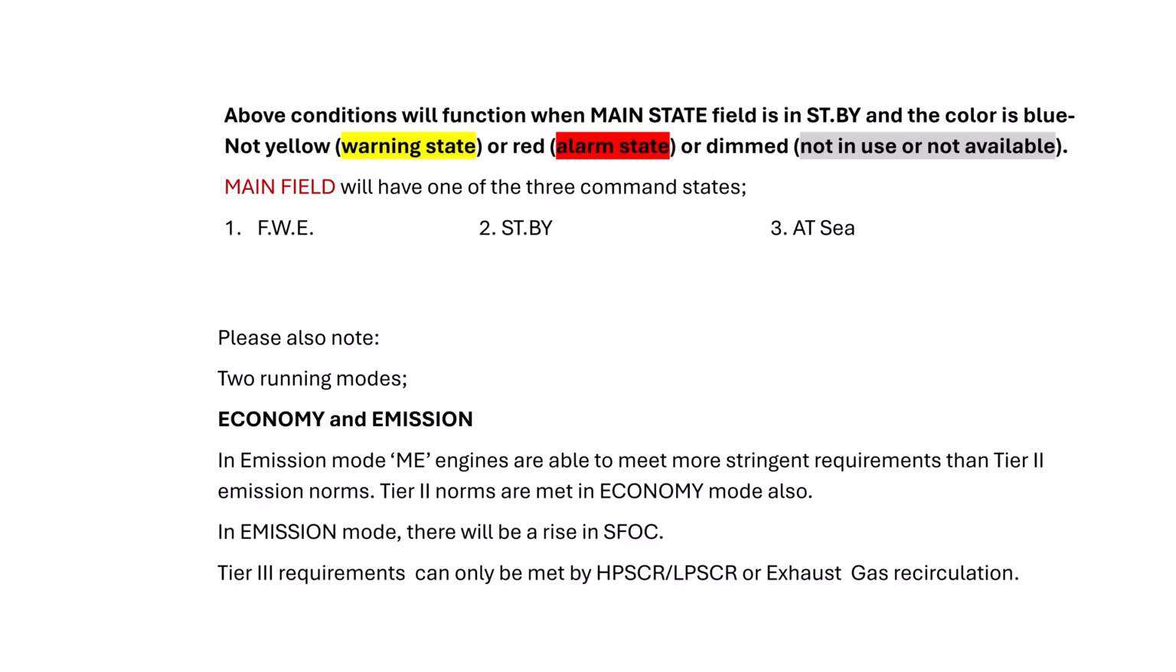So the main field will have one of these command states: finish with engine, standby, at sea, or run up, whatever. Please also note there are two running modes available: economy and emission. In emission mode, ME engines are able to meet more stringent requirements than Tier 2 norms. Tier 2 norms are also met in economy mode, but it does not meet Tier 3 norms even in emission mode. Tier 3 norms have to be met by HPSCR or LPSCR or exhaust gas recirculation. Remember that. In emission mode, there will be a rise in specific fuel consumption.